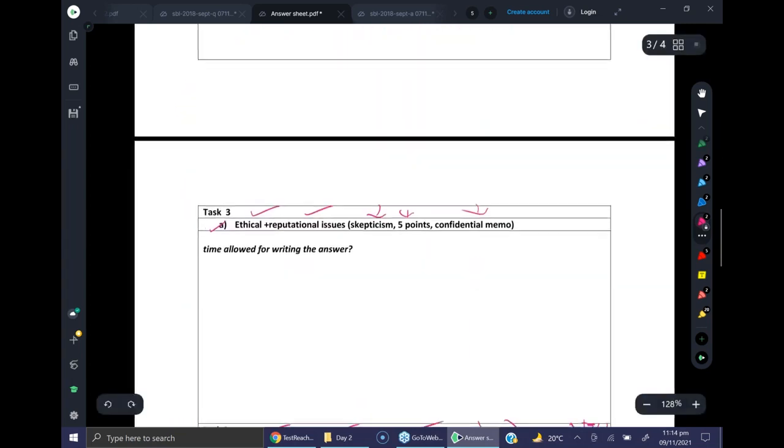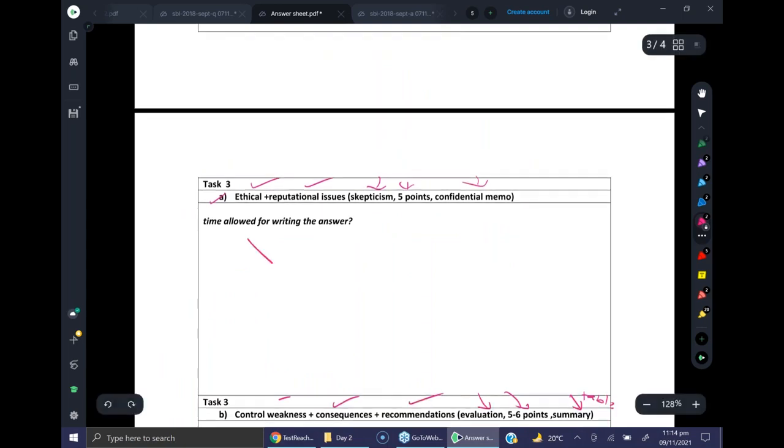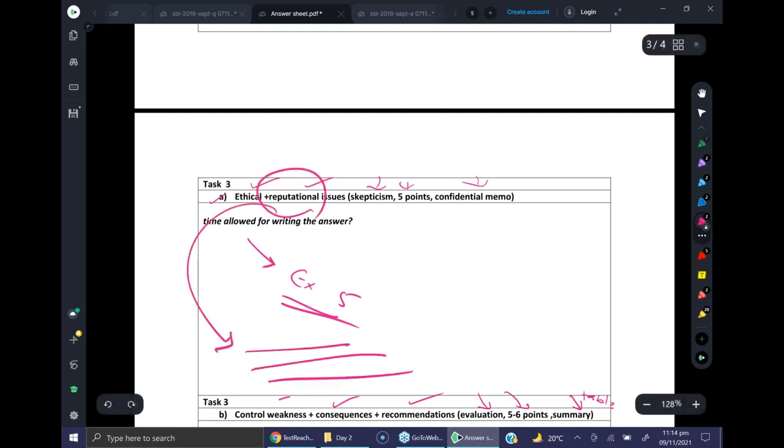Okay, ethical and reputational issues. So again, this was covered in Exhibit 5. Very clearly, there were 5 ethical issues, remember? And then do talk about reputational impact at the end in one paragraph, or maybe with every ethical issue you can discuss the impact on reputation. But if you think that the points will be repeated, you can have the reputational discussion at the end, but don't forget about it. Okay.